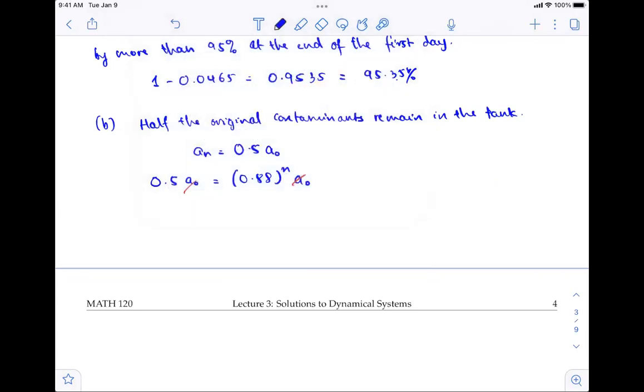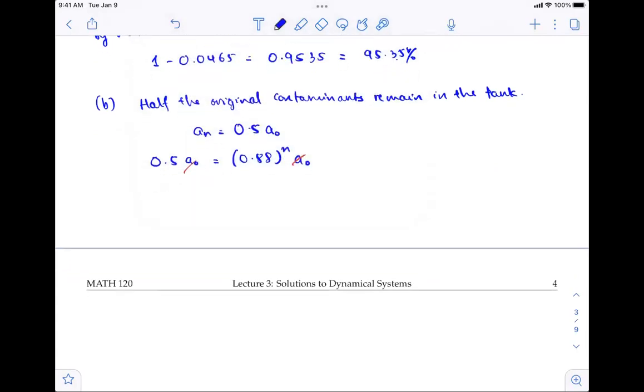And to find the value of n, you take ln on both sides of the equation. It should be a very straightforward calculation. And n is going to be equal to ln of 0.5 divided by ln of 0.88, which is approximately a little bit more than 5 hours.